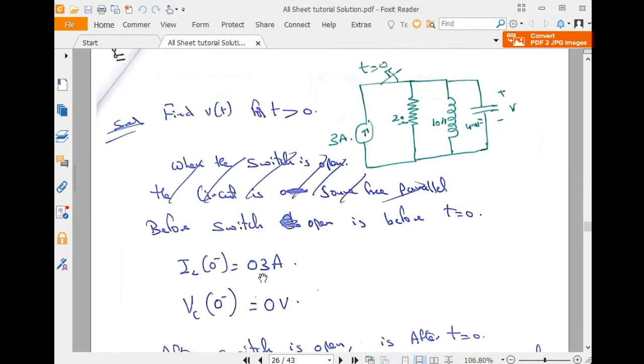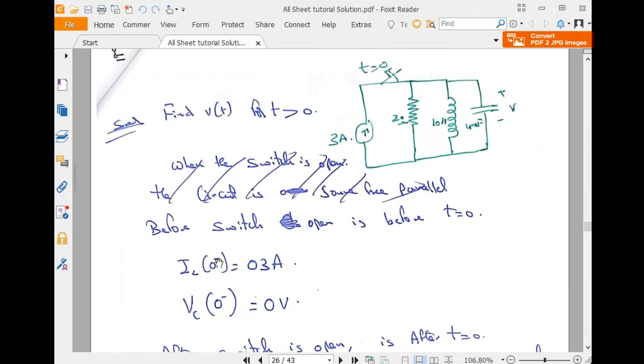So IL of 0 equal to 3 ampere. How? The same. When t is less than 0, the switch is closed, capacitor is open, inductor is short circuit, and the value of current will be this. The value of current will be 3 as it is. Since the current will not flow through this, the current will flow from short circuit of inductor.